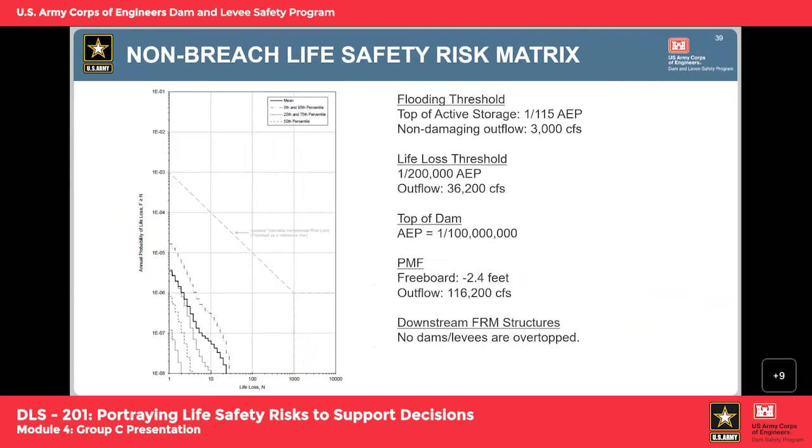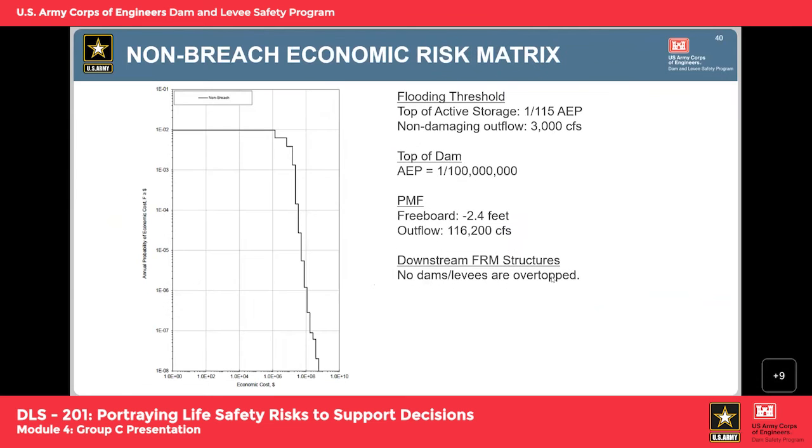But you can see non-breach is pretty much driving the economic consequences as the main factor. But I want to go back to here. We talked about the flooding threshold. They were trying to manage the flows to 3,000. That sets where we start to have some flooding and damage, but we're not really seeing any life loss even on the non-breach until we get to a return period closer to 1 in 200,000. And then for econ.